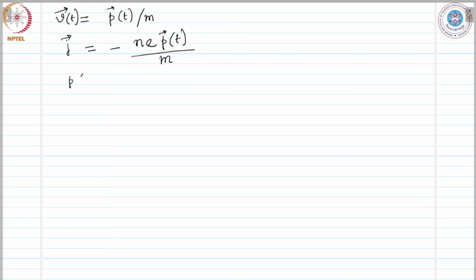Now, let us consider something interesting. At any time t, the average electronic velocity, let us say v, is just equal to the momentum of the electron at time t over m. This is the average velocity of an electron. Therefore, the current density can be given as J equals minus n E momentum at time t over m. Now, if we calculate the momentum at time equals t plus dt, we want to calculate this quantity.